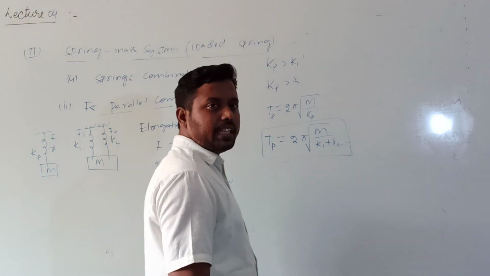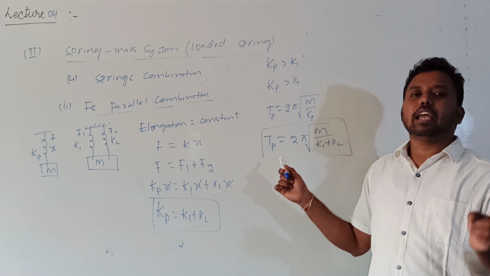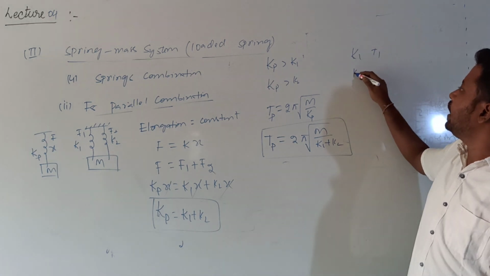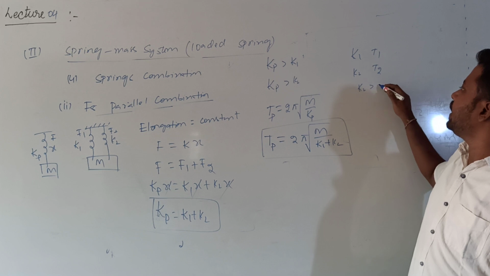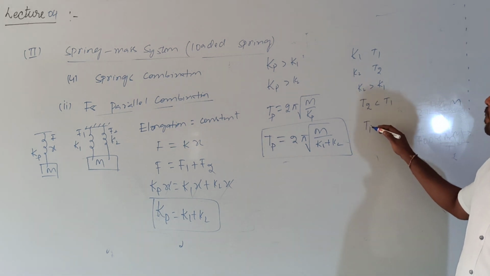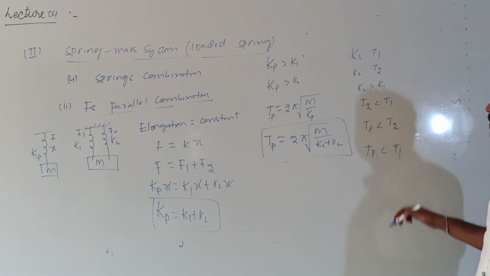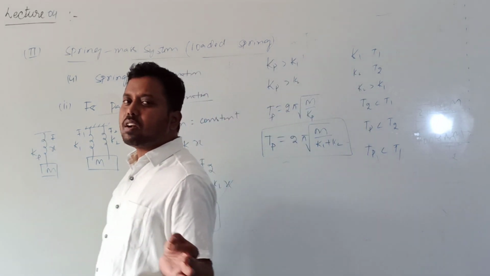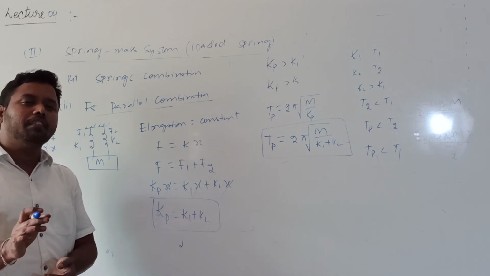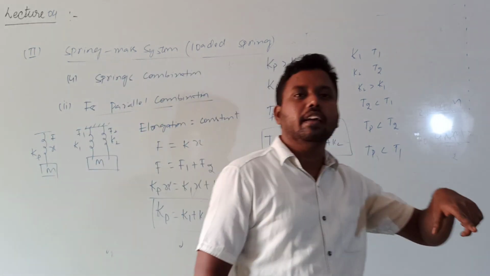Whenever two springs of spring constant K1 and K2 are connected in parallel, the resultant time period will be smaller than the time period of the smallest spring. For example, if K1 has time period T1 and K2 has time period T2, such that K2 is greater than K1, then T2 is less than T1. If I calculate Tp, it is still less than T1 and even T2. So Tp is less than T2 and also less than T1. So Tp is given by 2 pi into root over M by K1 plus K2.